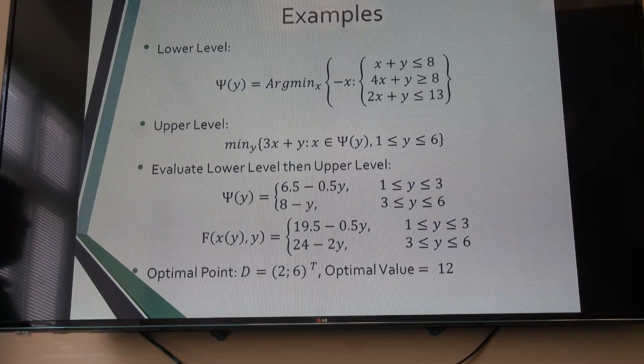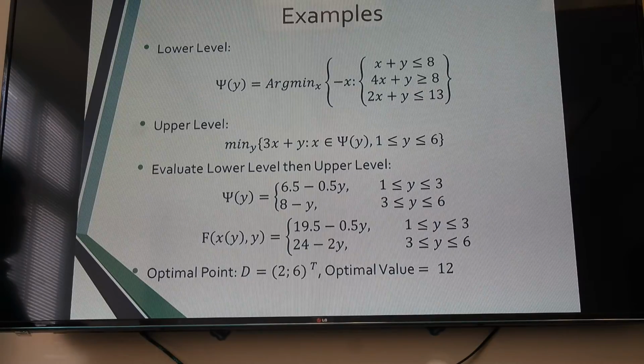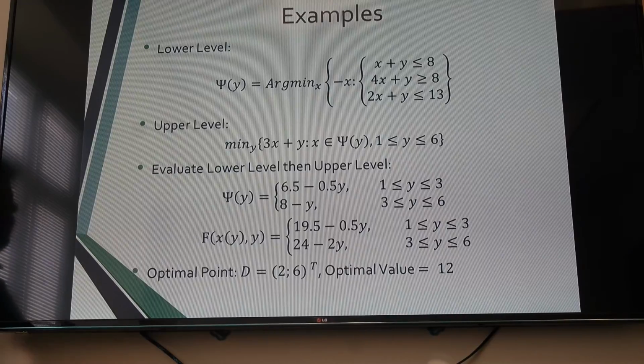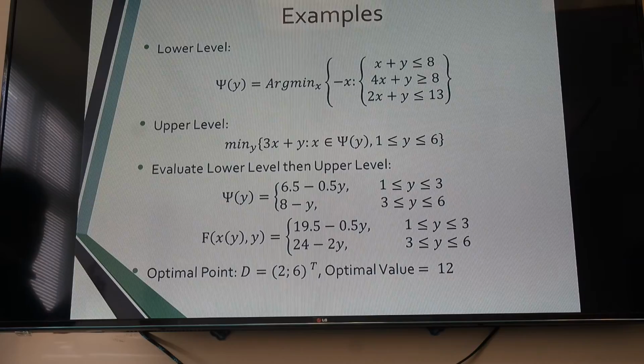Another example that is a little bit more complicated. The lower level is the minimization of minus x, subject to these three constraints. The upper level is the minimization of 3x plus y, subject to y between 1 and 6. Again, we do exactly what we did before. We evaluate the lower level, then the upper level. And we can clearly see something here. Actually, it's not very clear unless you draw it. It will be much clearer.